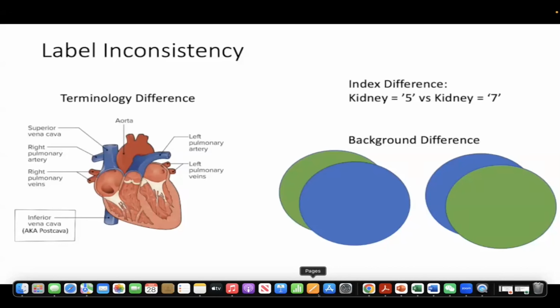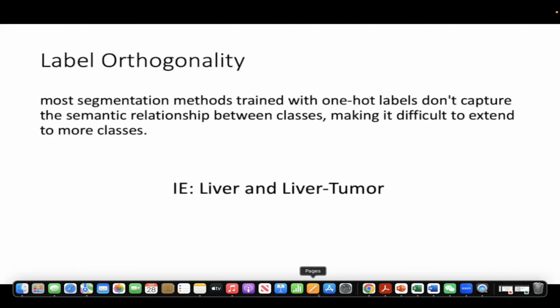Finally, within the data sets, we also have what's called background inconsistency, where an organ can be marked as background in one data set but foreground in another. So moving forward from that, we would have what's called label orthogonality. That's essentially just referring to the fact that most segmentation methods trained with these one-hot labels don't actually capture the semantic relationship. As previously mentioned, that's what we're actually trying to do here. So there's a possibility for extension onto more classes.